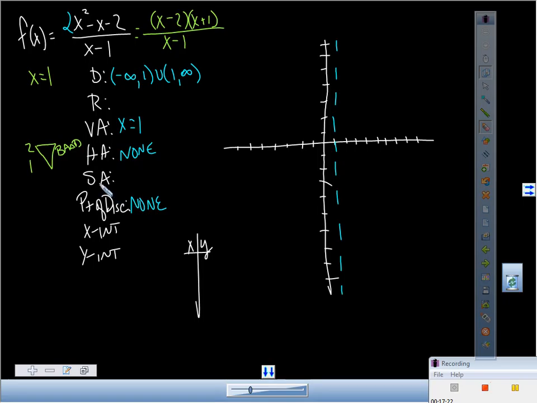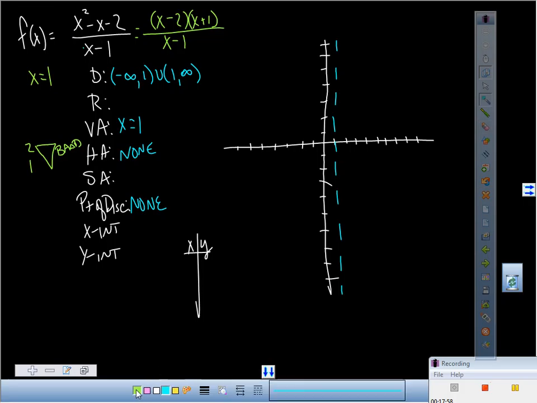Alright. So, now listen to me. If it doesn't have a horizontal asymptote, does that mean it has a slant asymptote? No. It only has a slant asymptote if the degree on top is what? 1 more than the degree on bottom. If this were a 3 and this were a 1, it would not have a slant asymptote. But 2 and 1, it's 1 more, so it does have a slant asymptote.